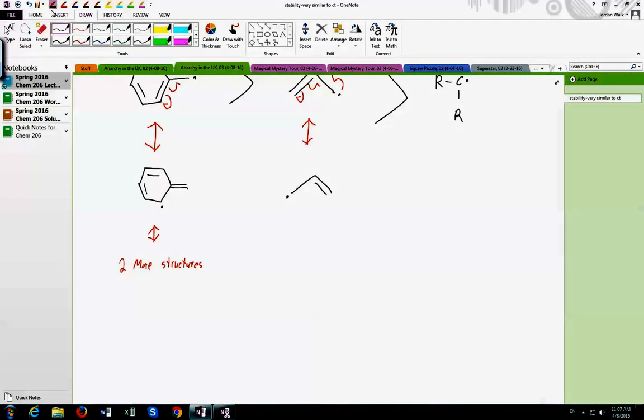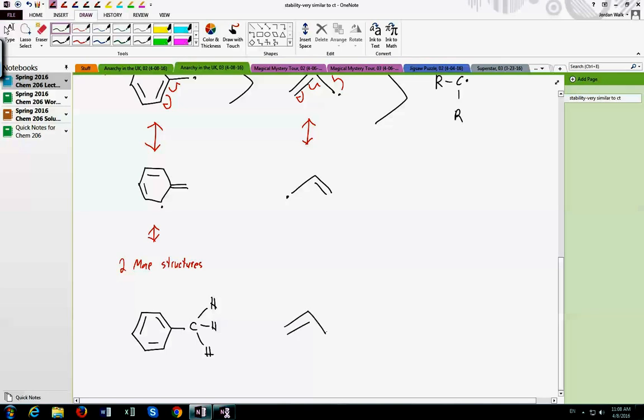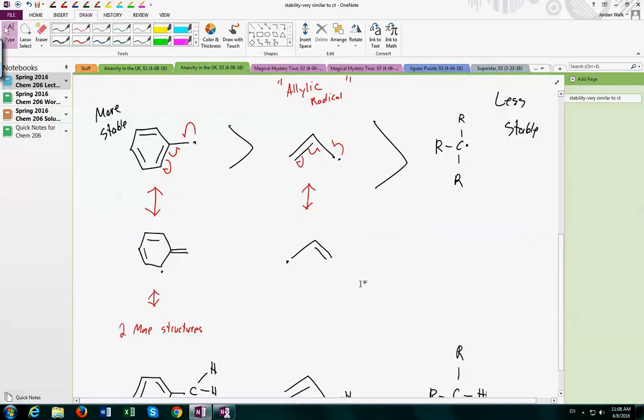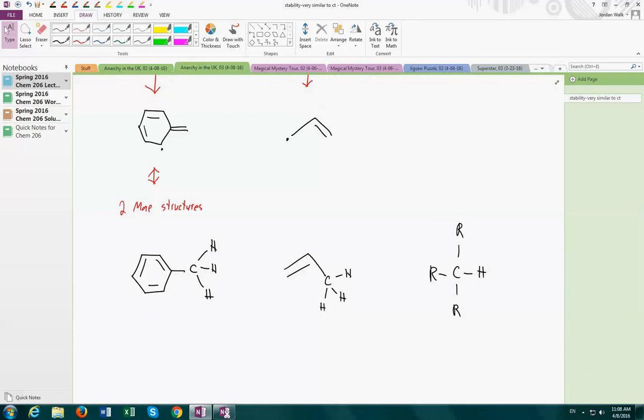All right, so let's see how that affects C-H bond strength. So let's think about which C-H bonds we would have to break to form these radicals. So for our benzene example, it would be one of these C-H bonds. For our allylic radical example, it would be one of these C-H bonds, and then I guess we would have a structure here that looks like that. So we've already talked about the strength of the C-H bond in this structure on the right. So if we go back up, we see it was about 381 kilojoules per mole.